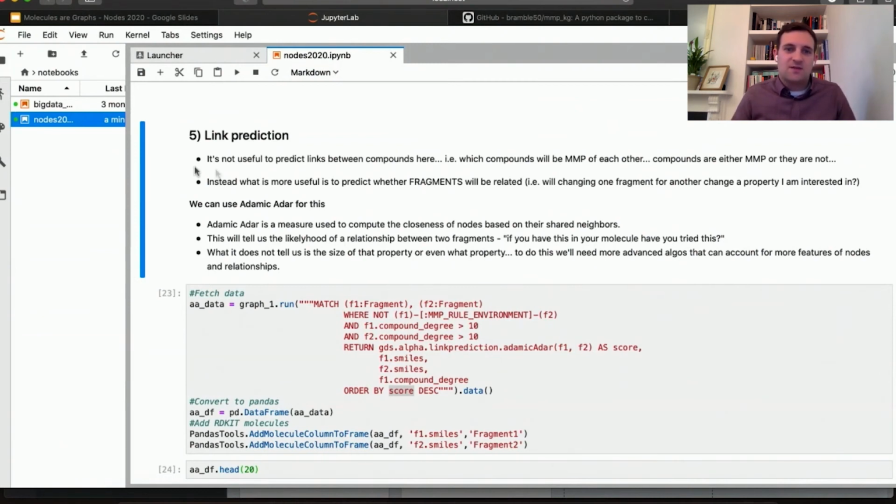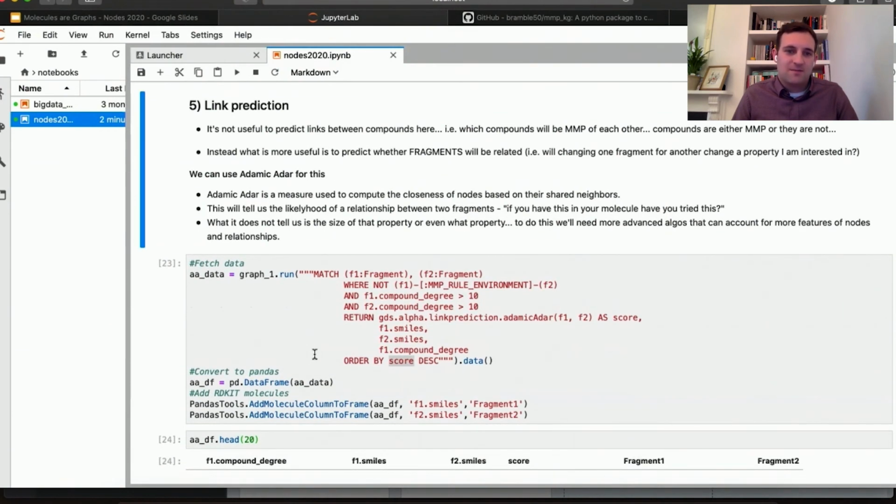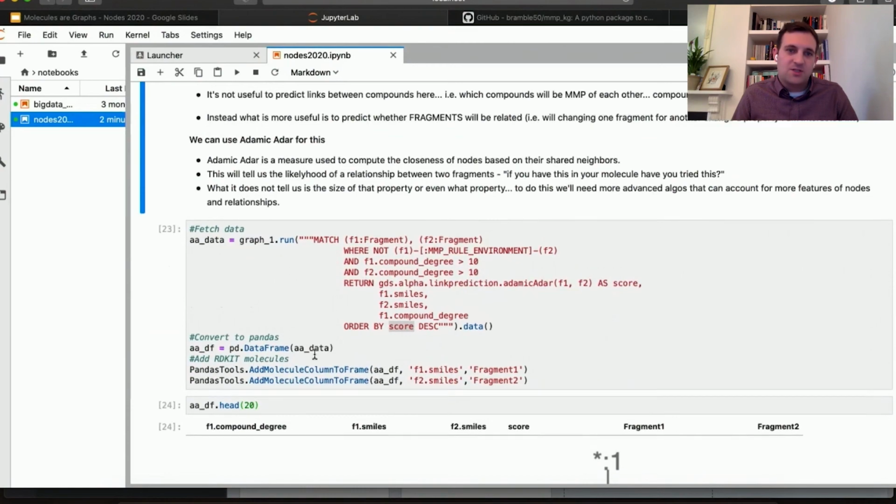So instead, what is more useful is to predict whether fragments will be related, i.e. will changing this fragment for this other fragment give me a change in a property I am interested in. So we're going to use the Adamic-Adar algorithm for this. This is currently one of the link prediction algorithms within the GDS. It is used to compute the closeness of nodes based on their shared neighbors. So basically this will tell us the likelihood of a relationship between two fragments. It's a bit like a recommendation engine, such as you get in Amazon.